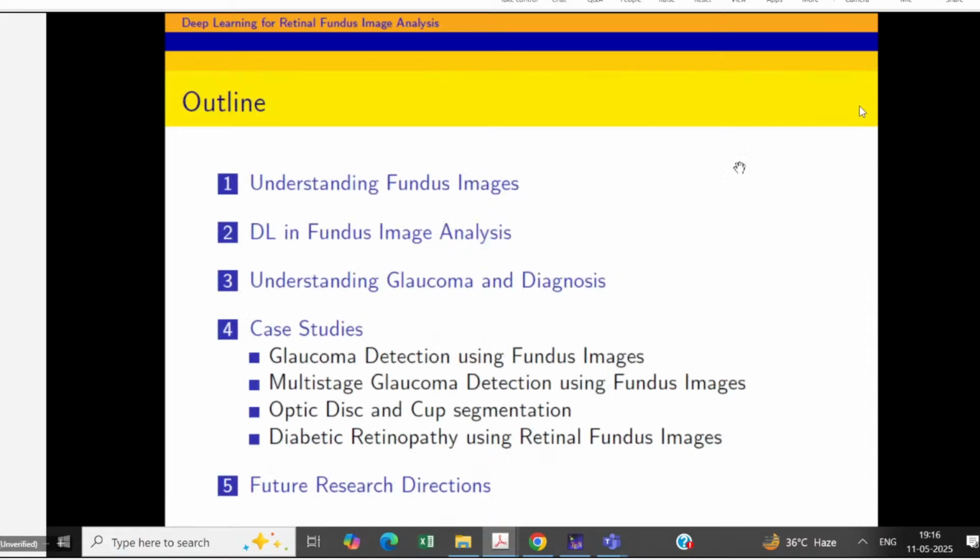And here is the outline of this particular session, where I'll be touching upon initially what you mean by fundus image, how it looks, how it is captured, and why deep learning. Why deep learning? We all already know that; we've seen its advantages over the last 10, 11 days, advantages over traditional approaches. And I'll be focusing on only two types of eye conditions today.